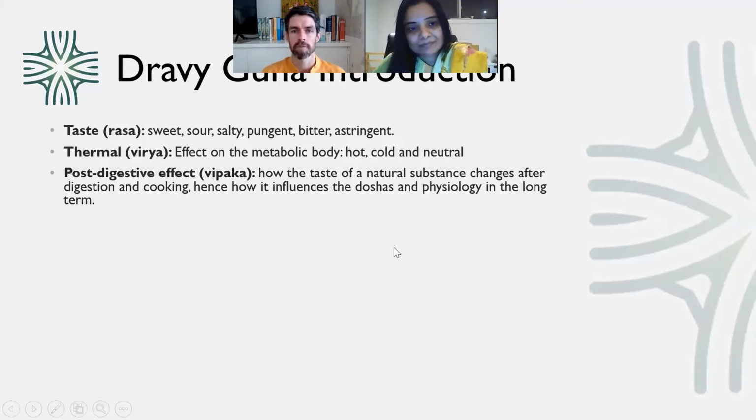The post-digestive effect, also known as the Vipaka. It's how the taste of the natural substance changes after digestion and cooking, and hence how it influences the doshas and the physiology in the long term. And I think this is important to understand when we come back to that word rasa, that it didn't just mean taste, it meant essence.